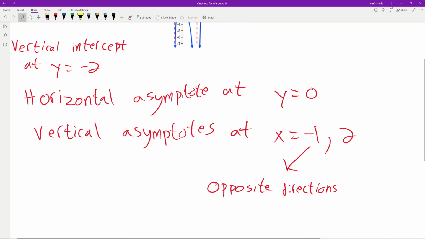At these horizontal intercepts, I don't think anything weird is happening, right? It looks like they're passing through the graph relatively linearly. So it seems like the multiplicities on these will both be 1.